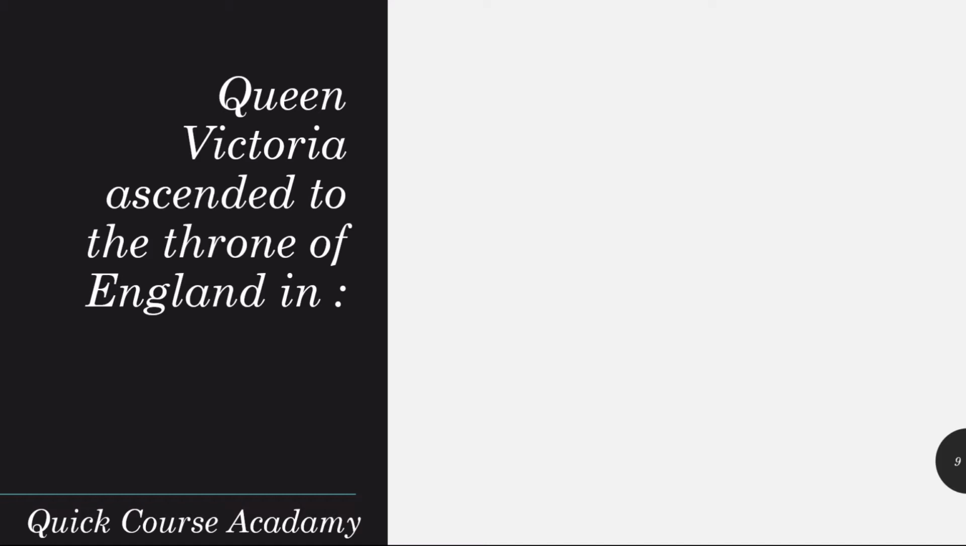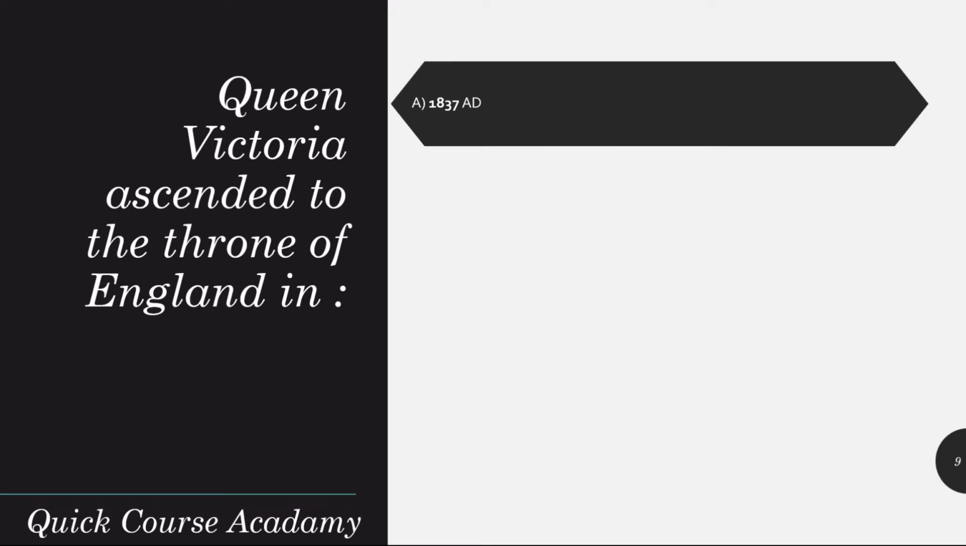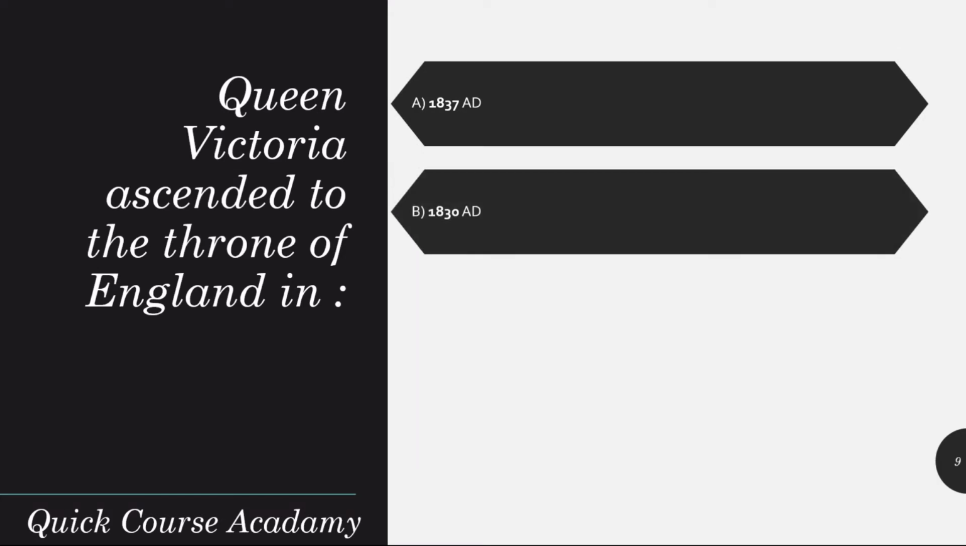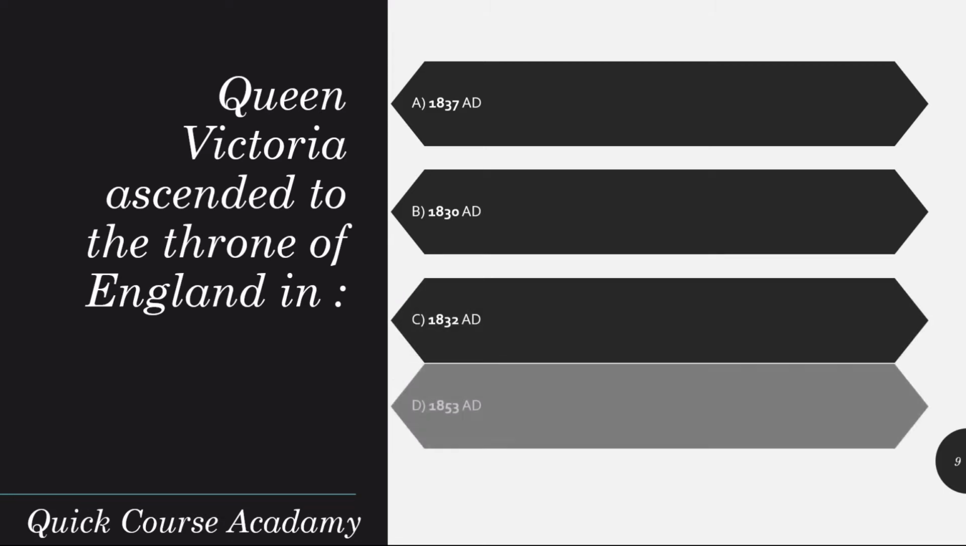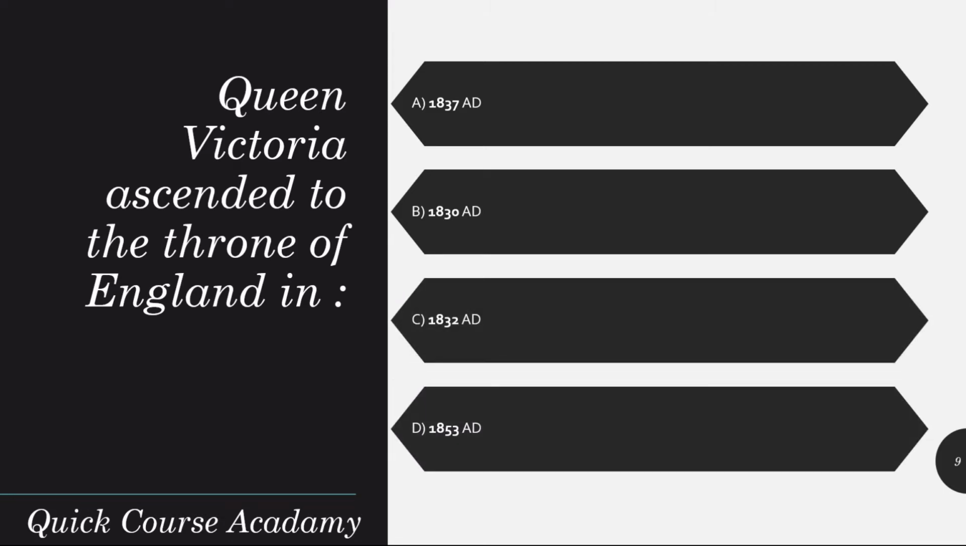Queen Victoria ascended to the throne of England in 1837 AD, 1830 AD, 1832 AD or 1853 AD? And the correct answer is 1837 AD.